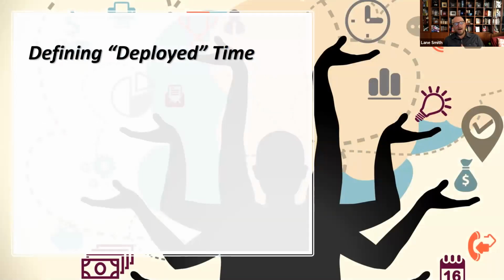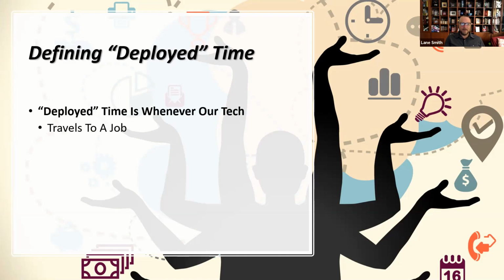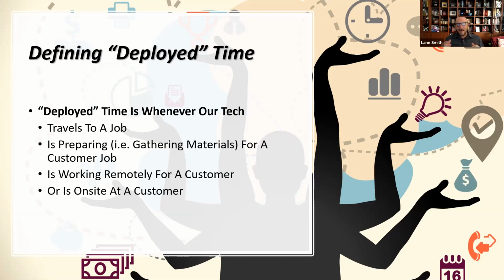Now, we want to track it very simply. We're going to track deployed time. And how do we define deployed time? Basically, anytime they're working for a customer. Whether they're traveling to a customer, preparing for a customer job, so let's say they had to do a little research, and then obviously actually working for the customer, whether remotely or on site, we track that as deployed time. And that's what we want to see: 75% of their time deployed, right?